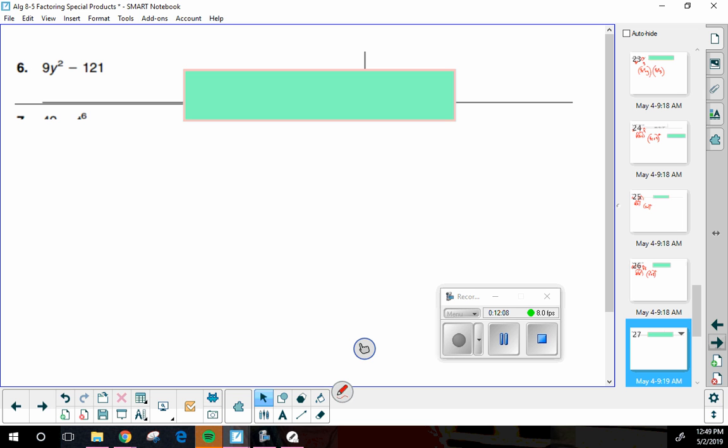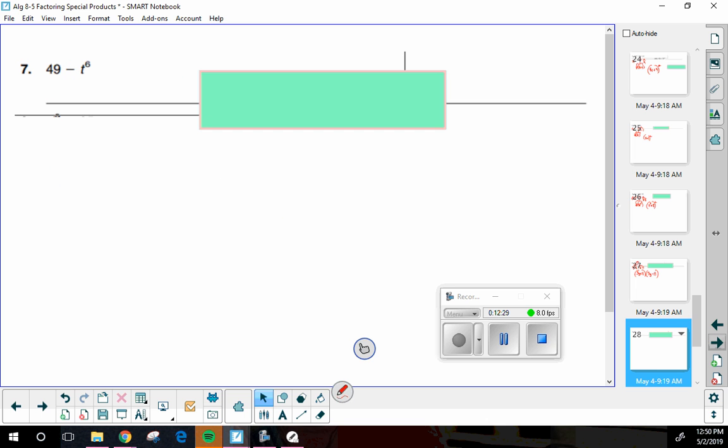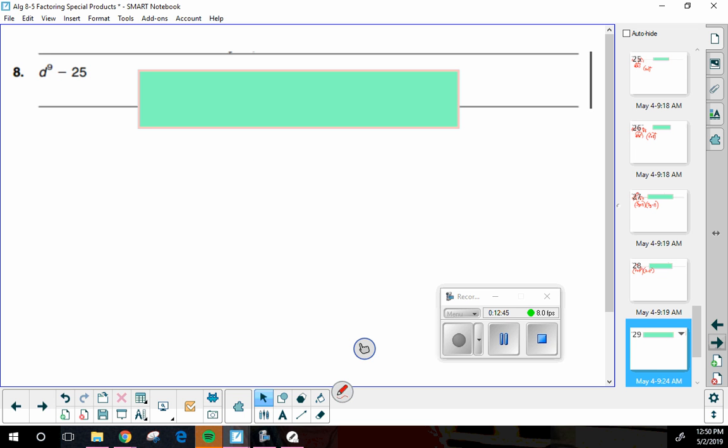And then this one would be 3y plus 11 times 3y minus 11. Because that would be 3y times 3y. That would be 11 times 11. And there's no middle term, and there's a minus sign, which means it's the difference of two squares. Just like this one is. This would be 7 plus t cubed times 7 minus t cubed. There's no middle term, and there's a minus sign, so that's the difference of two squares.